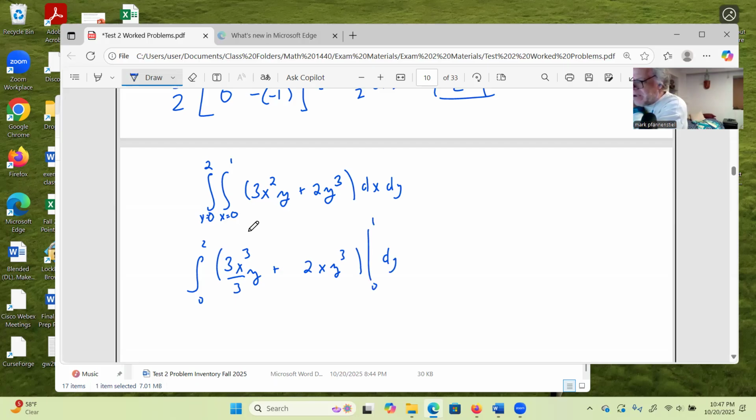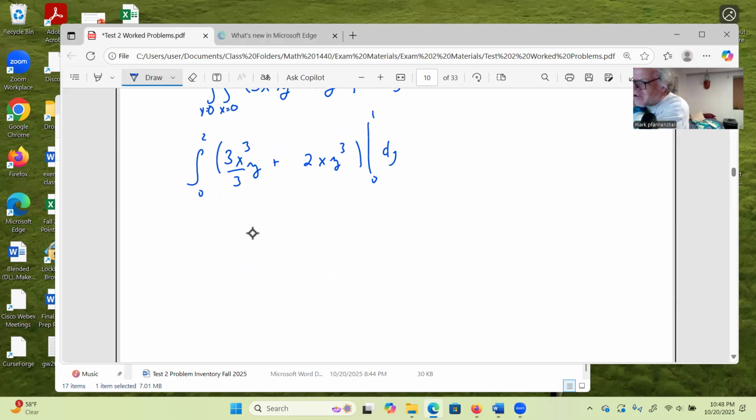There's a little cleanup we can do here. The 3 over 3 cancels, so we have the integral from 0 to 2 of x³y plus 2xy³. Now, we have an x³ and a y³. We can't really combine those, but we can go from 0 to 1 as far as x goes, dy. So x goes from 0 to 1. Let's go ahead and plug that in.